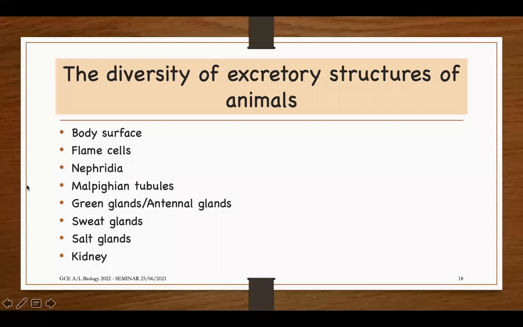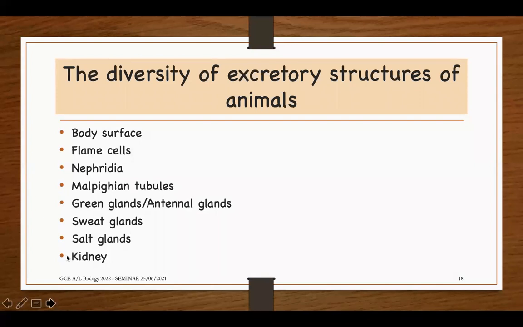Now, the diversity of excretory structures of animals. You can see there are a lot of excretory structures with evolution, children. Different phyla have different excretory structures. Most primitive, most simple organisms excrete through their body surface. Then with the different phyla, some of them have flame cells, nephridia, malpighian tubules, green glands or antennal glands, sweat glands, salt glands, and almost all the vertebrates have kidneys. So we have kidneys for our excretion and osmoregulation.